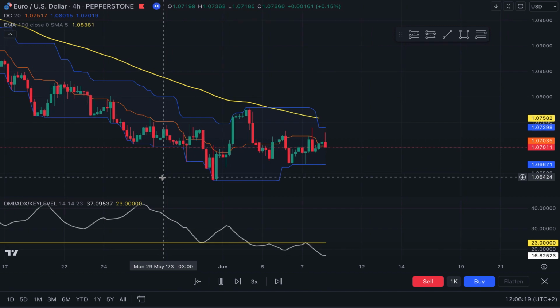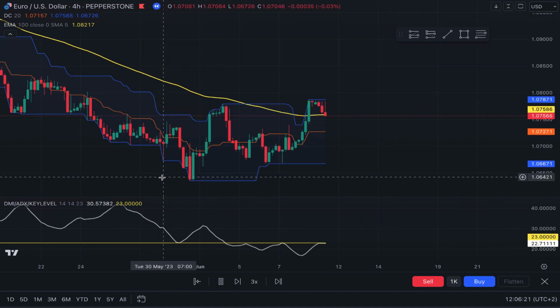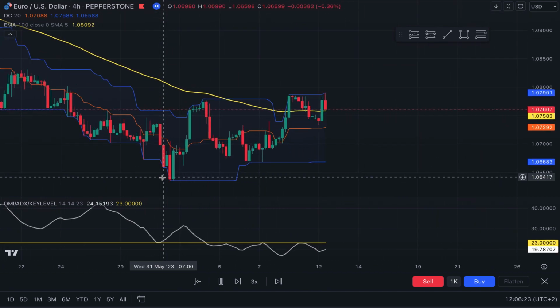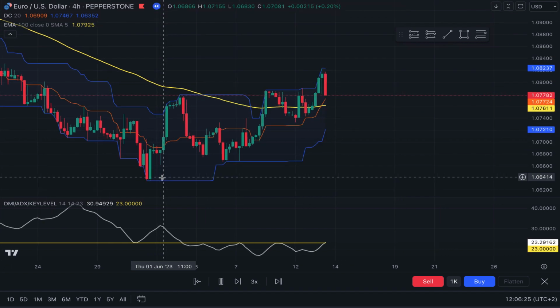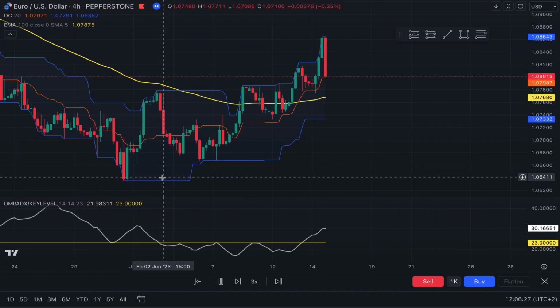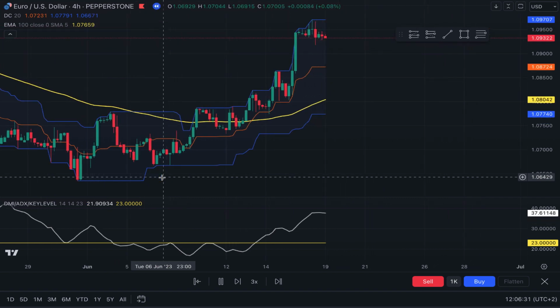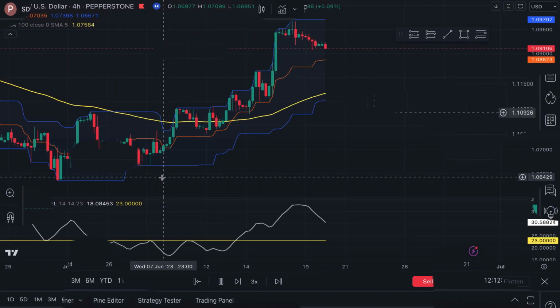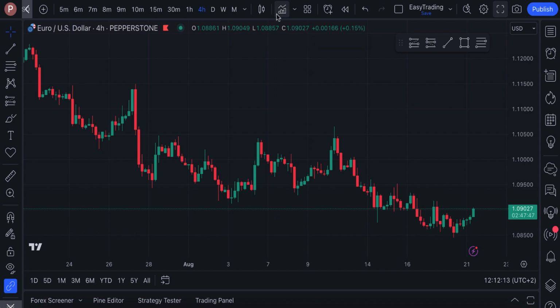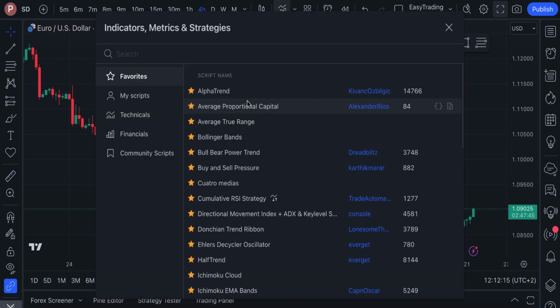In today's video, we're diving deep into a powerful trading strategy using TradingView's advanced tools. So grab your notebooks, because you're about to learn how to conquer the markets with the Donchian Channel, an exponential moving average and ADX indicators. Let's get started. Alright, now let's hop over to TradingView and set things up.